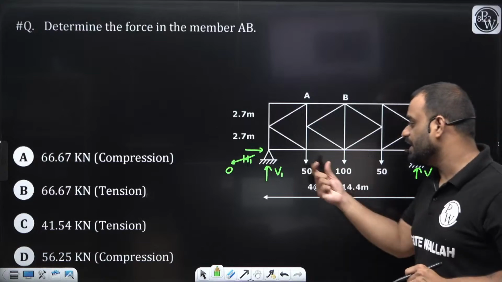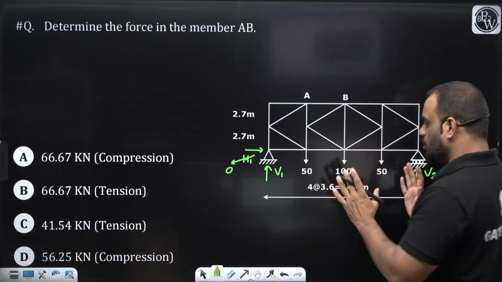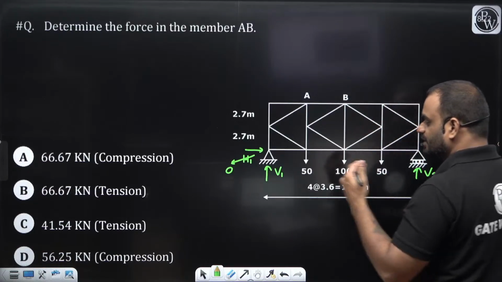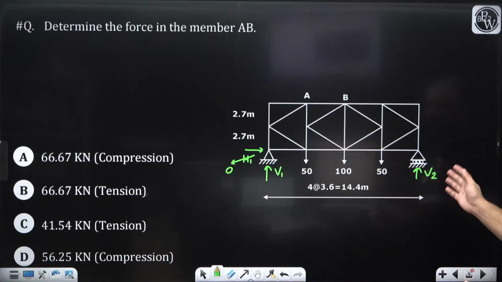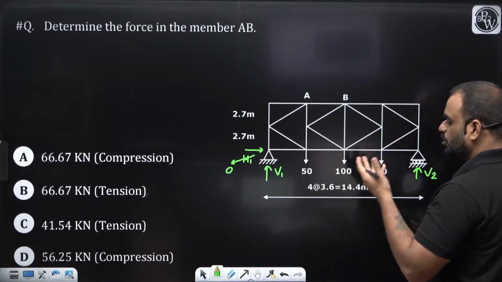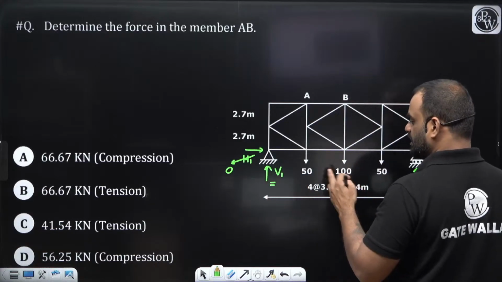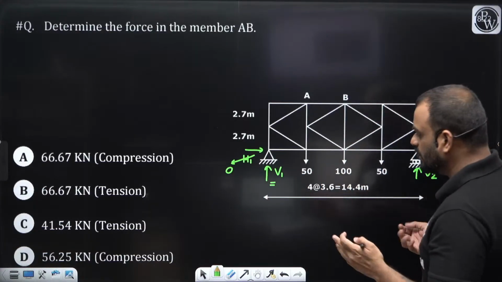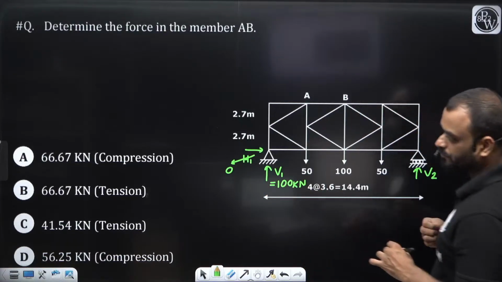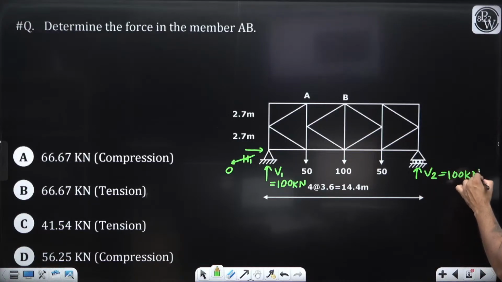Now we have only vertical reactions, V1 and V2. If the loading is symmetrical and the structure is also symmetrical, then the reactions are equal, or this load will divide equally on both reactions. So can I write it down, guys? If this is 100, 50 and 50, that means 200. So the individual reaction value will be 100 kilonewton. Similarly, V2 is also 100 kilonewton.